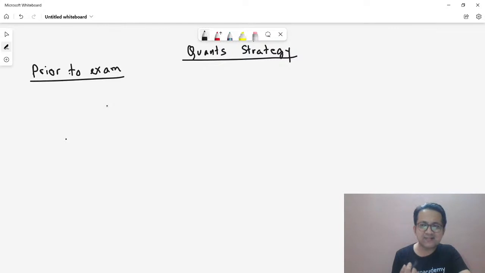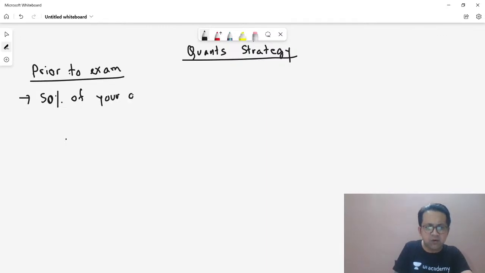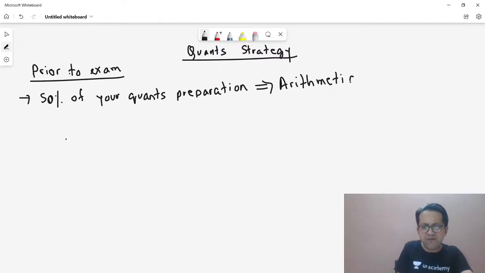Let's say geometry. Do you want to do complete geometry today? Don't do that. One thing is sure, whatever hours you are studying for quants, around 50% of your quants preparation in these last few days you should devote to arithmetic. Very, very essential. Almost every year, 35% of the total questions, or if there are 20 questions, you can expect around 6, 7, 8 questions, from arithmetic.